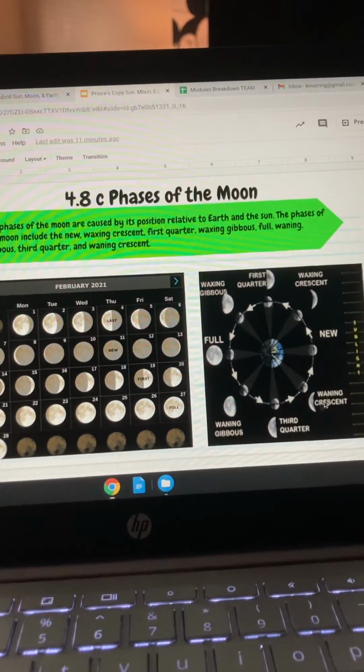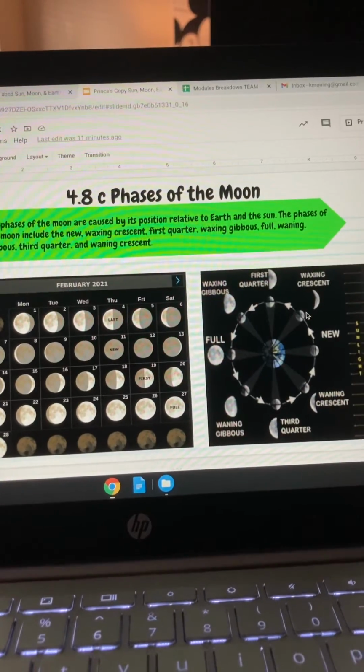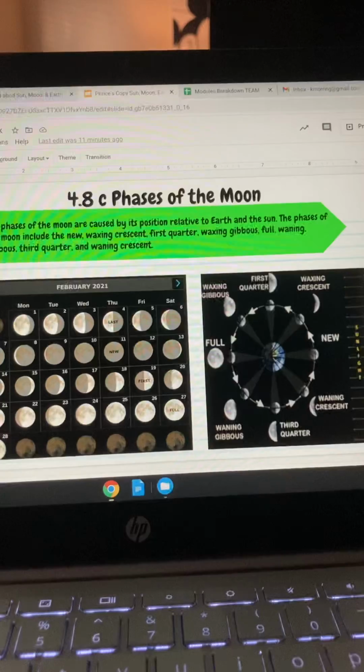It's an important concept that is asked every year for fifth graders when they're taking their science SOL test. So you need to make sure that you learn and are familiar with the phases of the moon.